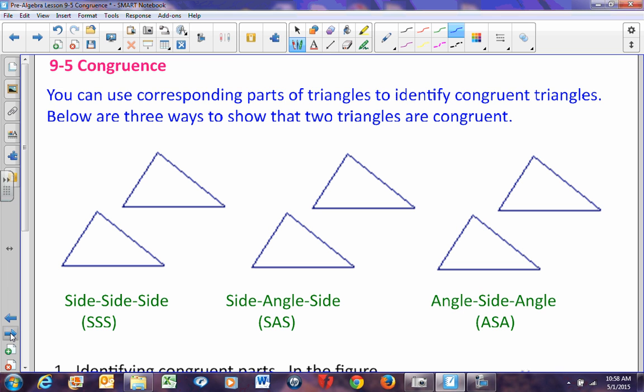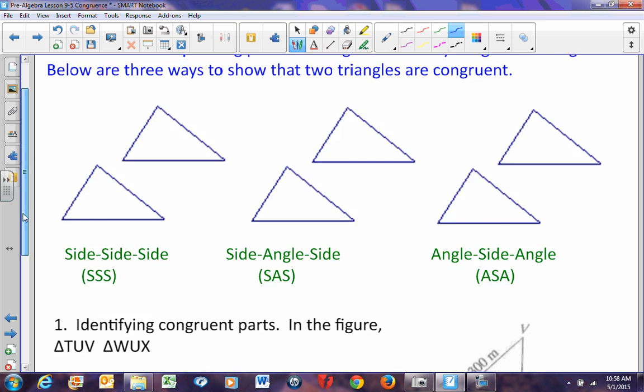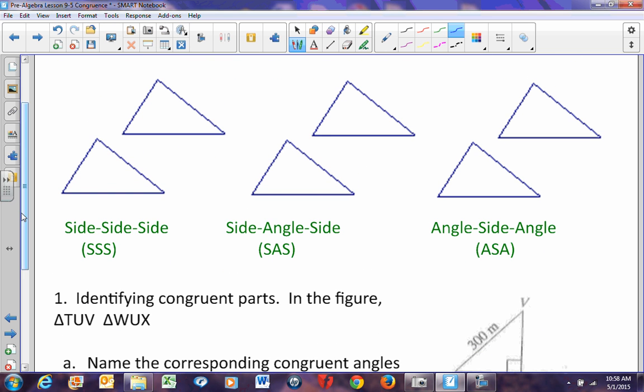Below are 3 ways that you can show that two triangles are congruent. You can show that they are congruent by side, side, side, which means the 3 matching sides pair up. Like, for example, I will say that this side matches with this side, this side here matches with this side here, and this side here matches with this side here. That's called side, side, side, otherwise known as SSS congruency.